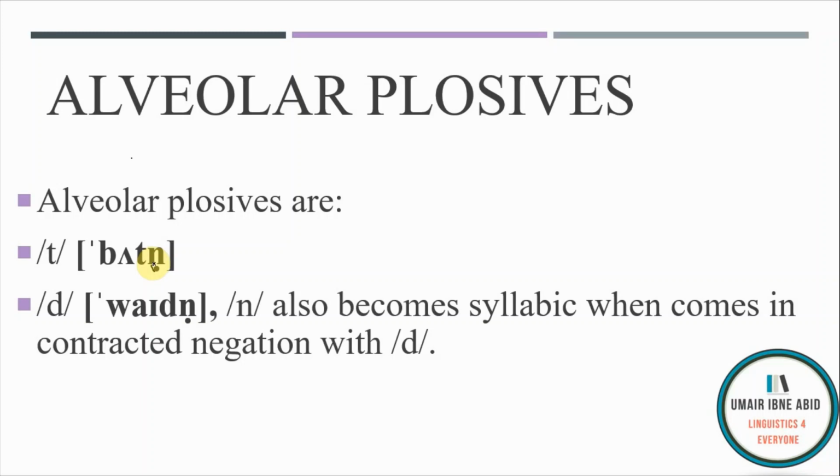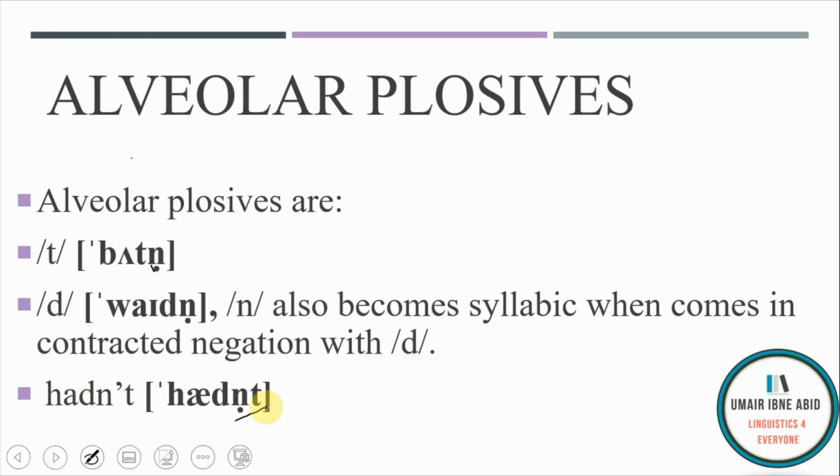And a syllabic consonant itself makes another syllable, so therefore it is called syllabic consonant, because mostly a consonant cannot make a syllable on its own, but a syllabic consonant can. So in button and widen, N becomes syllabic, and it also becomes syllabic in a contracted negation. For example, hadn't: we have a contracted negation, but even with this contraction we have d just before n, so once again N will become syllabic here.